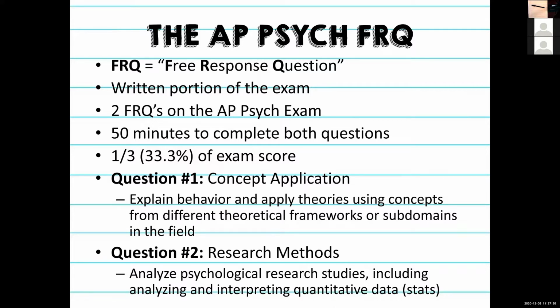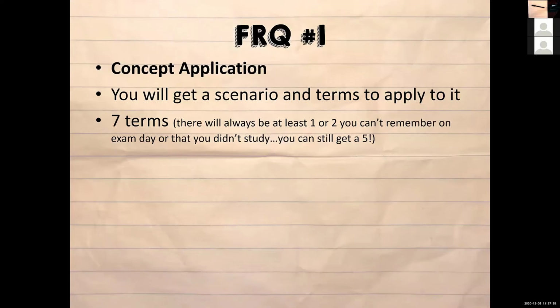So let's break these down even more. So let's say we look at the concept application question. Okay, you get a scenario and you apply terms to it. You will always get 7 terms to apply to the scenario. Remember, there will always be at least 1 or 2 that you won't remember on exam day, either that you just forgot or that you didn't study at all. And it could be that we didn't cover it at all, because that happens once in a blue moon, because psychology is such a huge topic that sometimes they pick something super specific that we just didn't talk about. And even if you miss a couple, you can still get a 5 on the AP test.